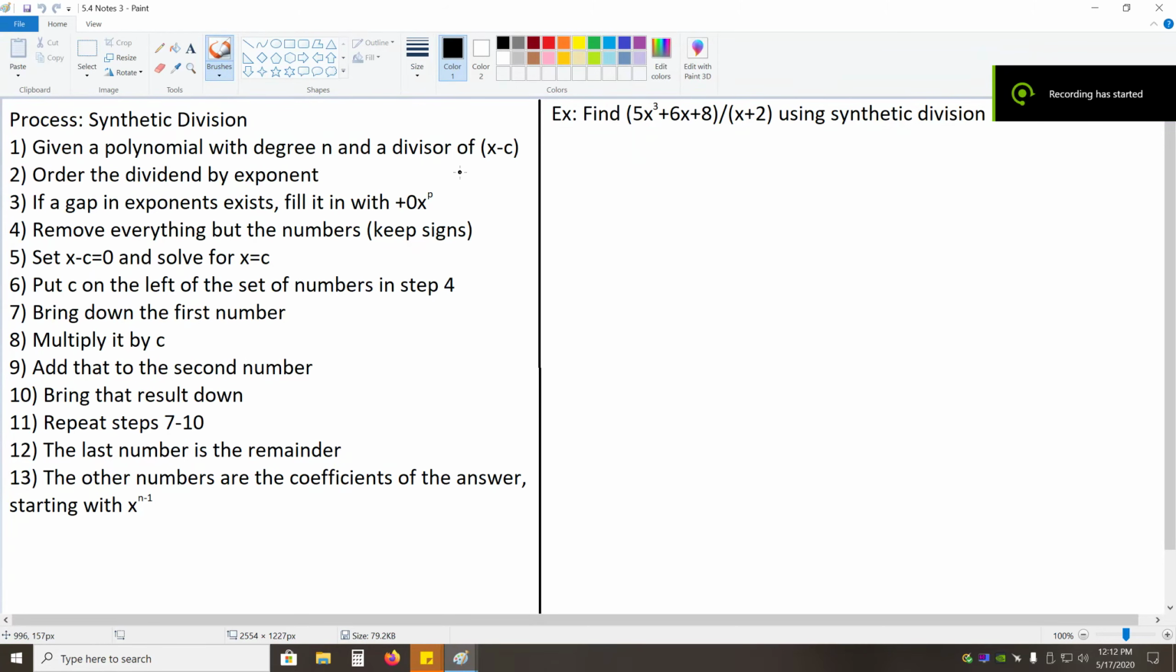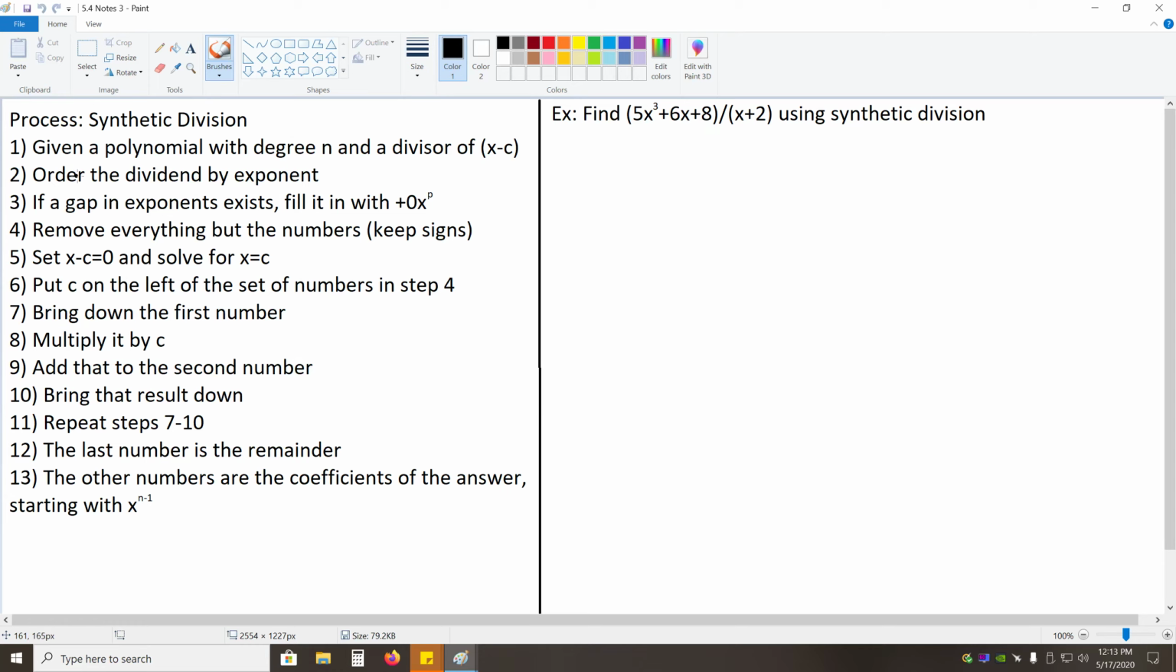For this section, we're going to be continuing on with synthetic division. So this process may look intimidating at first, but you'll find that it's actually a relatively quick and simple process compared to the long division that we have worked with. So, for synthetic division, we say given a polynomial with degree n, so the largest exponent is n, and a divisor of x minus c. So it needs to be in the form x plus or minus some number for this to work.